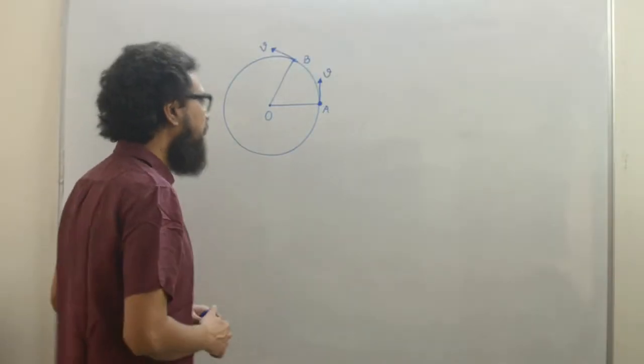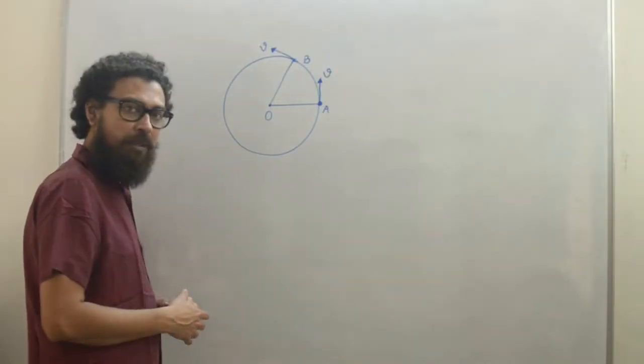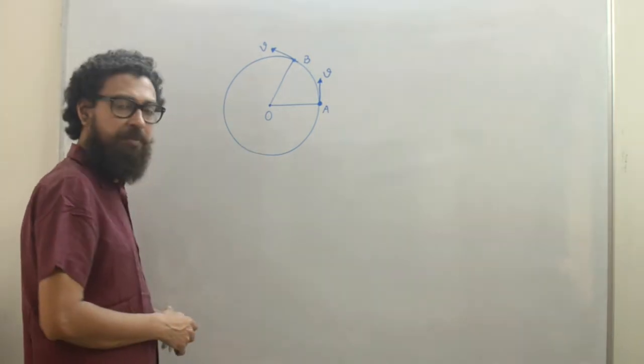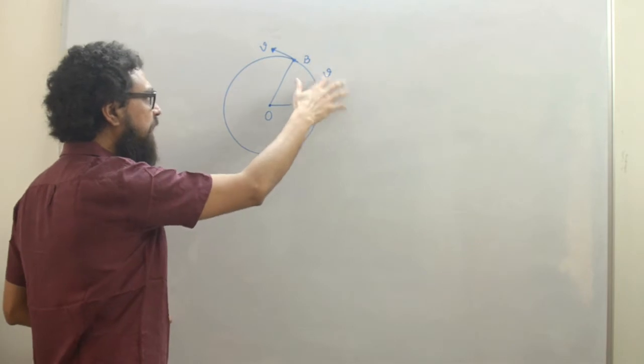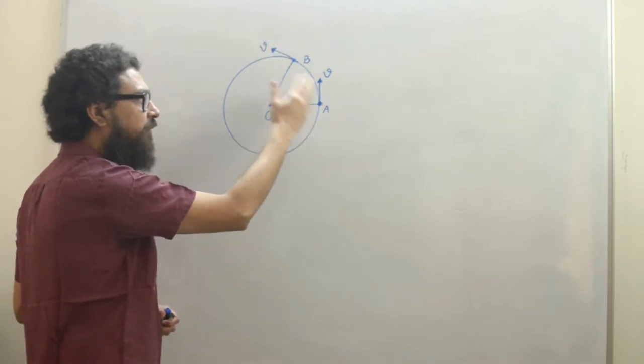This is a very simple diagram that you have drawn in class 9. The circular motion, uniform circular motion. A particle is moving with a constant speed. I mean the magnitude of the velocity is constant.